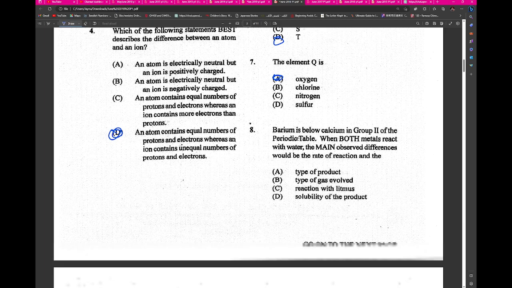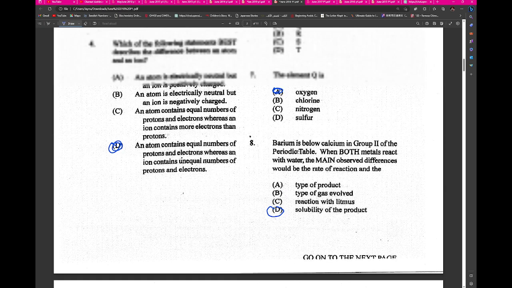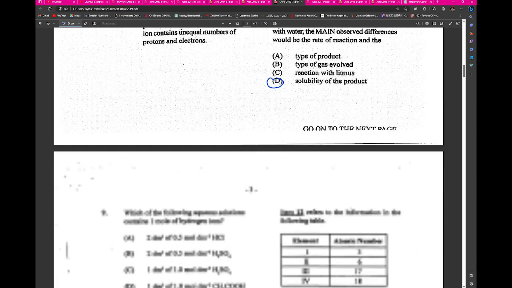Barium is below calcium in group 2 of the periodic table. When both metals react with water, the main observed differences would be in the rate of reaction and the solubility of the product. Let me see something. Barium and calcium.